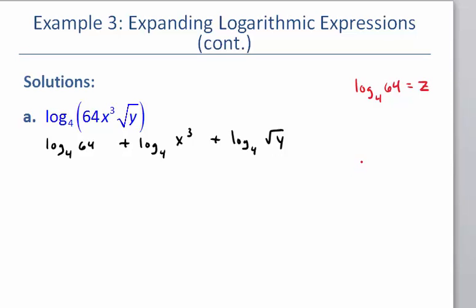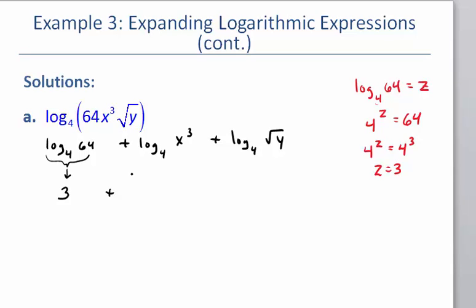Once we set it equal to something, we then want to put it in exponential form. So we'll take our base, go to the other side to get our exponent, and set it equal to the 64. So we have 4 to the z is equal to 64. Our goal here is to write both sides with the same base. So we realize that 64 can be written as 4 to the third because 4 times 4 times 4 is 64. So therefore, z is equal to 3. And so what we have now shown is that this first part is equal to 3.